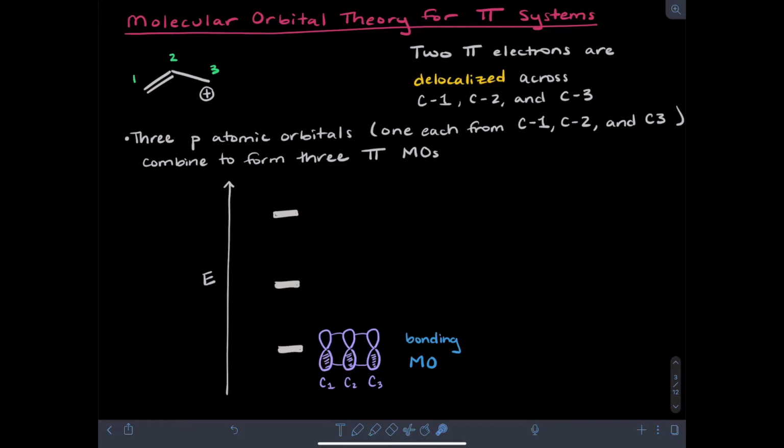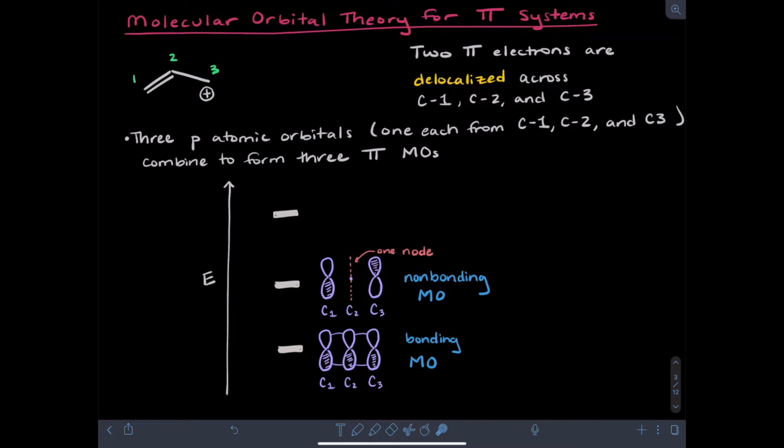Remember that for molecular orbitals, as we go higher in energy, we add nodes, or places where we have sign changes across the molecule. Our middle energy molecular orbital has a node cutting through the middle of the molecule. And it turns out this node cuts right through carbon-2. What this means is that I don't have any lobes on carbon-2. My lobes that look like p orbitals are only on carbons 1 and 3.